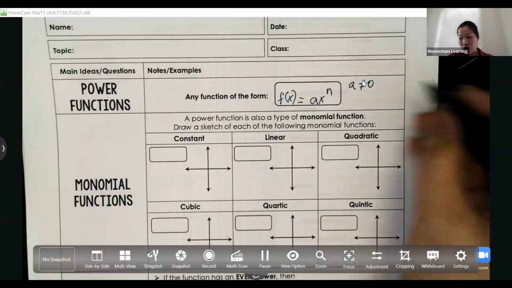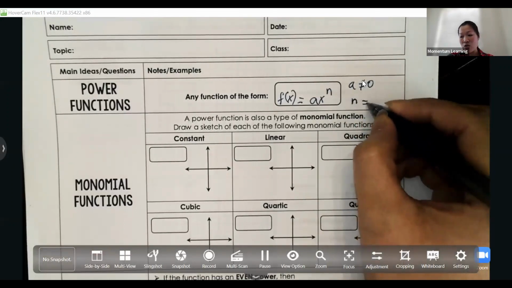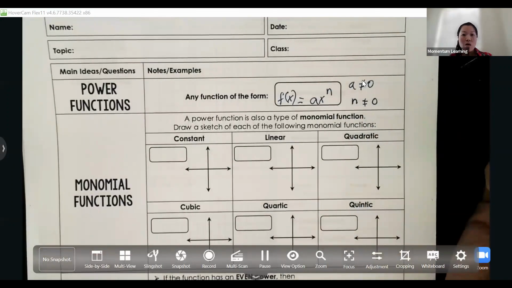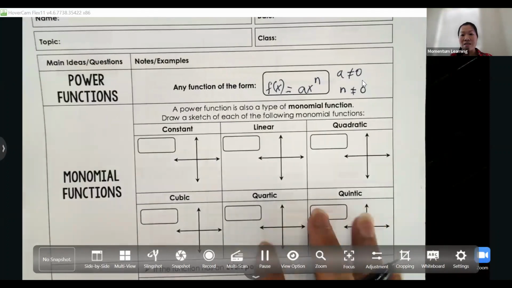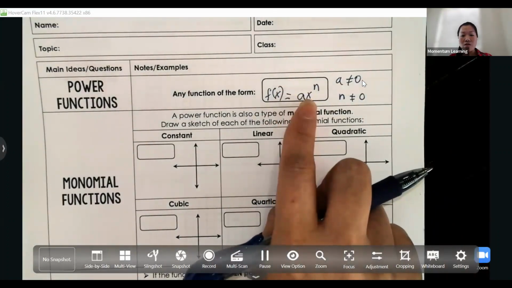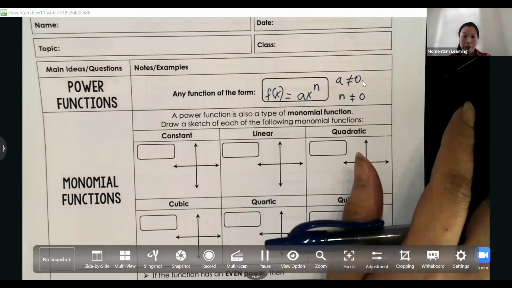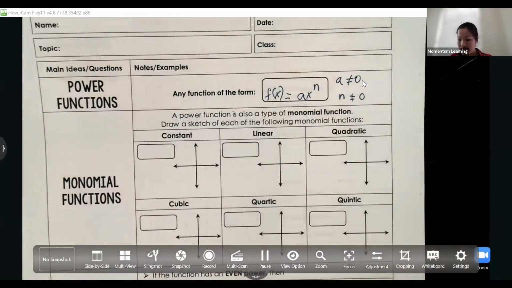The second restriction is that n cannot equal 0. Like I say, when n is equal to 0, your degree is equal to 0. Anything raised to the 0 degree is 1, except for 0 itself. So you can also get a horizontal line, and you won't have a power function. Those are the 2 restrictions that we will place on our power functions. Anything else is fair game. Okay, so that's our format.